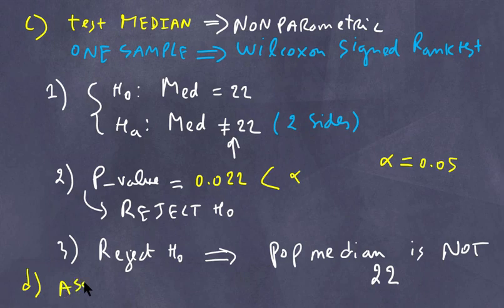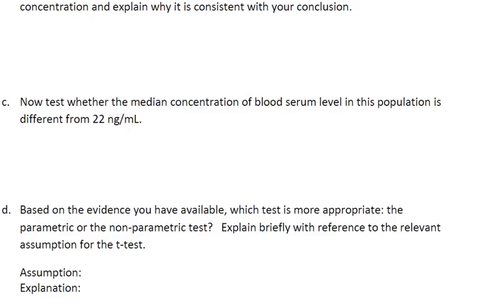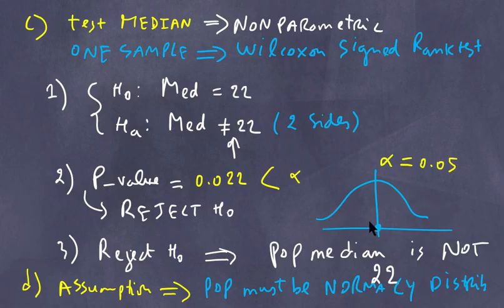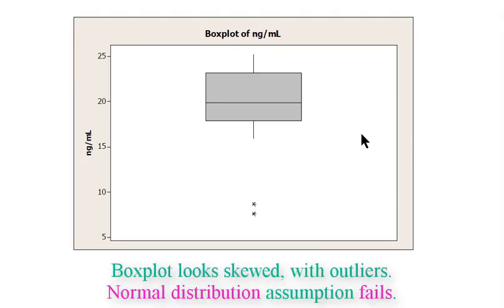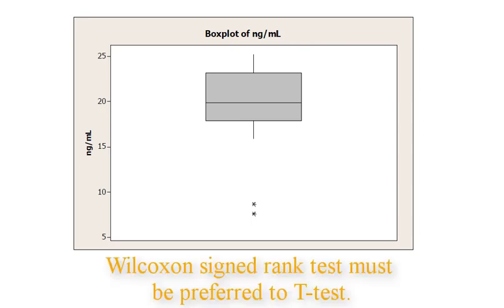D. The population must be normally distributed. The data should be normally distributed in the population. If you look at the box plot, it's kind of skewed, right? Seems to be skewed to the right. So this is hardly a normal distribution. We may conclude that the population is not normally distributed, and as such, one must use a non-parametric test, the Wilcoxon sign rank test, as opposed to the parametric t-test.